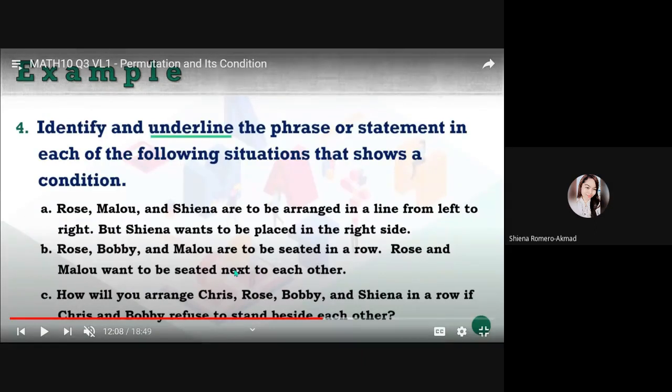Alin dyan? Sa letter B po. Ano daw sa letter B sagot niya? Rose and Malu want to be seated next to each other. Okay. Rose and Malu wants to be seated next to each other. Letter C. Pakibasa at pakisagot.